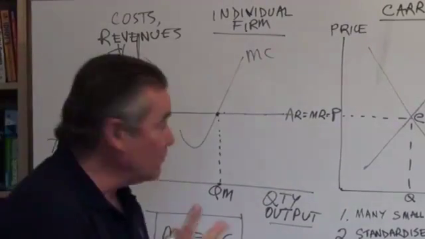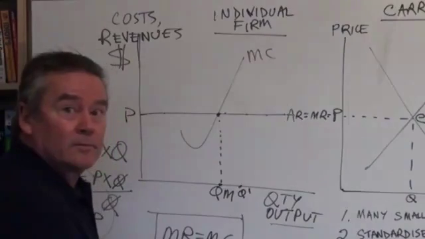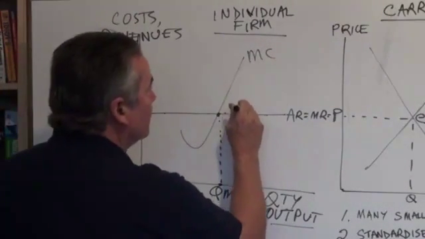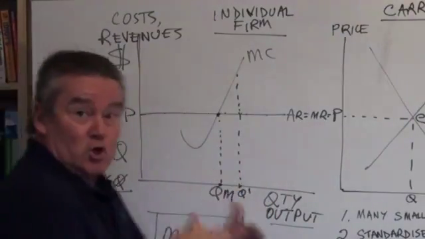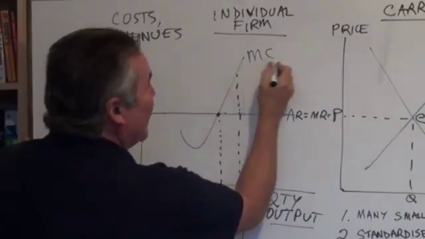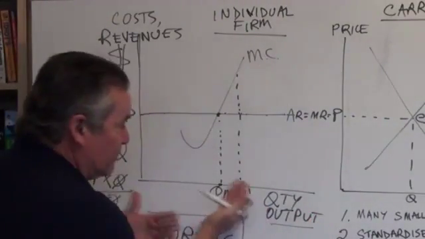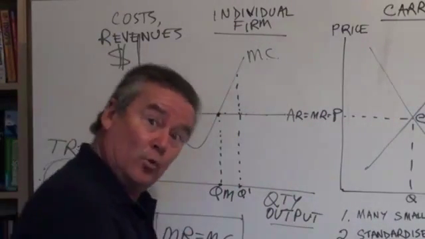Now, do a quick check. Why don't they offer Q1? Have a look. MR's there, but MC's up there. Now, ask yourself the question. If you were in business and the marginal cost, the addition to total cost of producing one more unit of output, was greater than the revenue you're going to derive from it, would you do it?